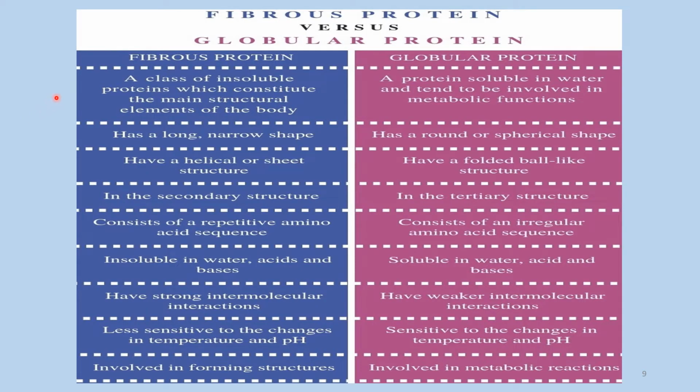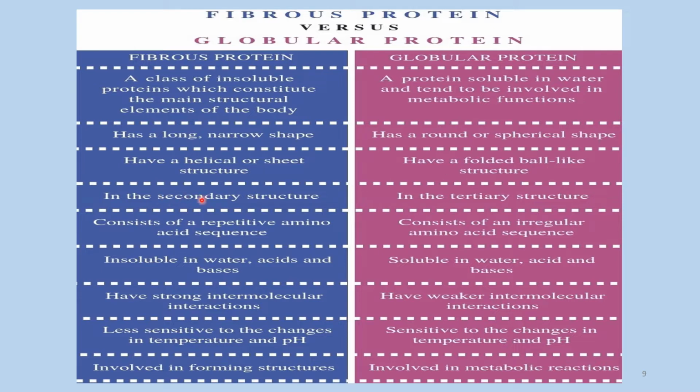This is a table showing the major differences between fibrous and globular proteins. Fibrous proteins are insoluble, while globular proteins are soluble in water. Globular proteins are involved in metabolic functions, while the fibrous proteins form the structural elements. They have a long, narrow shape with helical or sheet structure, while globular proteins have a round or spherical, folded ball-like structure.